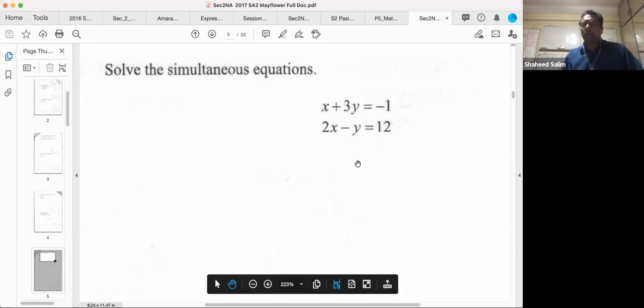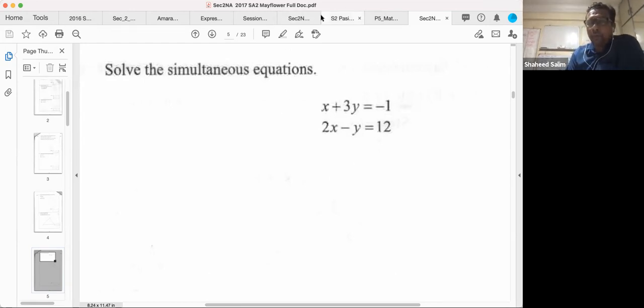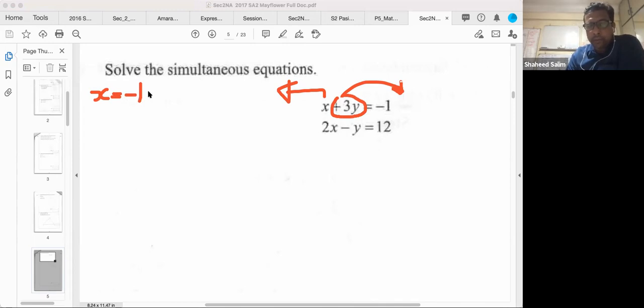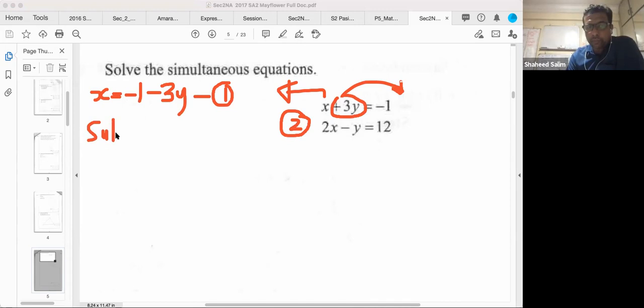Okay, we do one by one. You can bring this plus 3y over this side. So this equation becomes what? X equals to minus 1, you bring plus 3y becomes minus 3y. You can call this equation 1. Equation 2 is still the same. So what do you do? Step 1. Substitute 1 into 2.